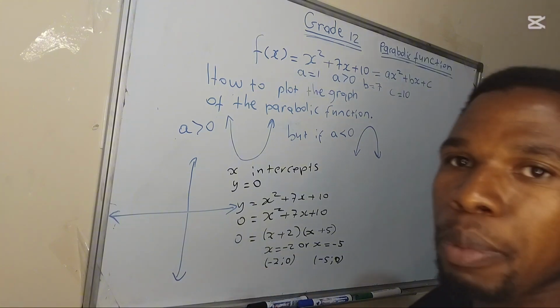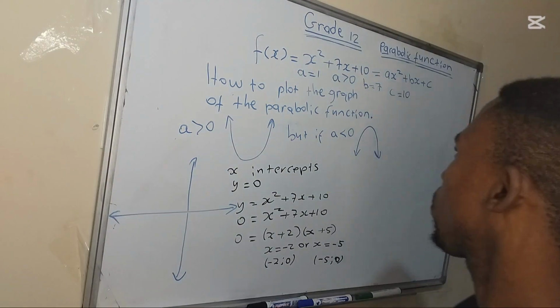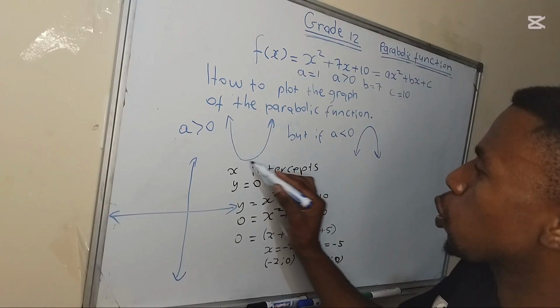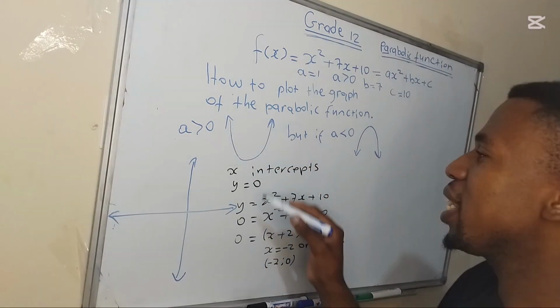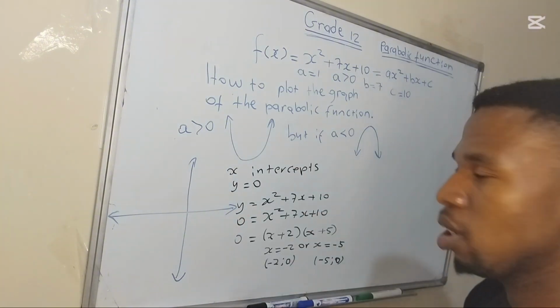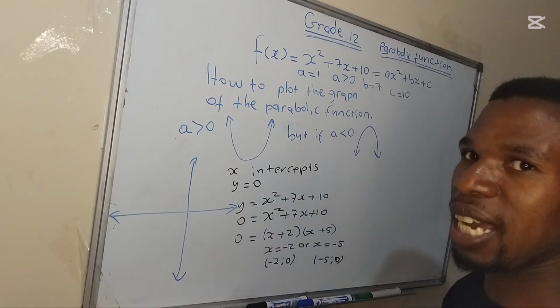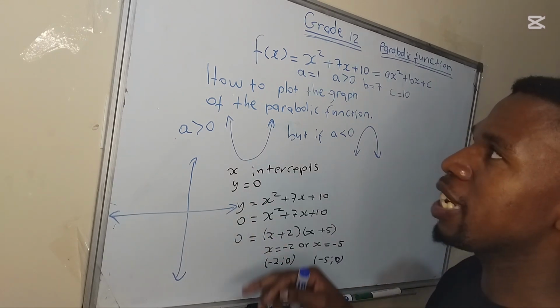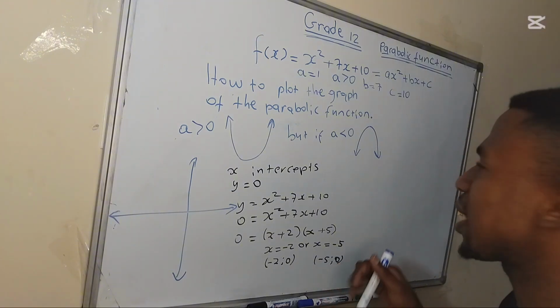We won't be able to plot our graph without the turning point. We won't be able to draw our graph without what? Without determining the turning point, meaning where our graph is being curved. So how are we going to determine the turning point of the graph? We are going to determine it using what? Using the axis of symmetry equation.